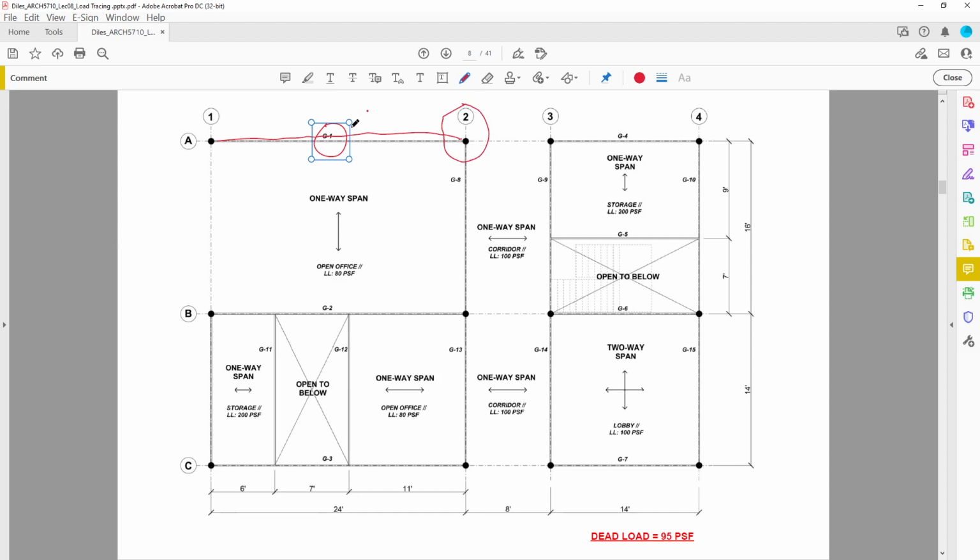And so we read a column framing plan just like the game Battleship. We're going to have letters in one direction and numbers in the other. So if we talk about column A2, we're looking for the bubble that says A. So this would be the row of columns A. And then we also at the top have a vertical row of columns indicated with 2. So A, 2, and this is the column that we're interested in.